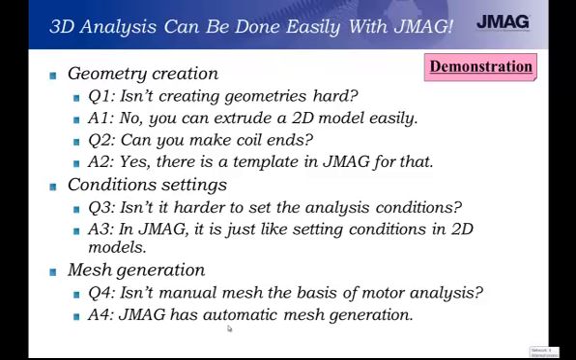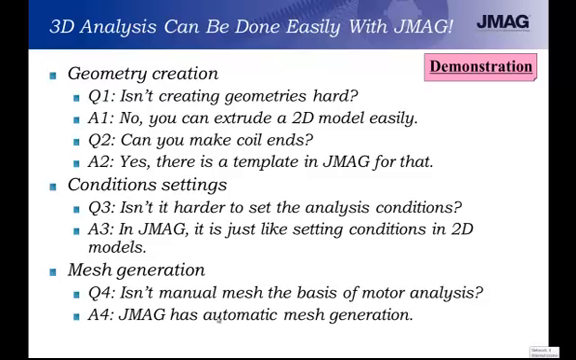As far as geometry creation goes, no, it's very easy to extrude a 2D model into a 3D model or import a 3D model from a different CAD program. For the coil end turns, you can either bring them in based on your 3D CAD geometry, or you can use a template tool in JMAG to automatically create the coil end turns. For the condition setting, isn't it hard to set the analysis conditions? Well, no, in JMAG it's just like setting the conditions in a 2D model.